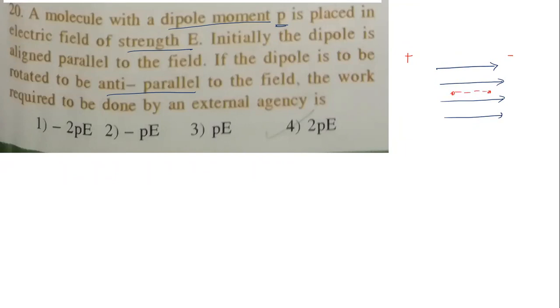The distance of the dipole is not shown to you, but it is 2a. Here is the minus q charge, and here is the plus q charge. It is aligned like this. Now I want to rotate it to make it anti-parallel. The dipole moment direction is P, and this is the electric field. The angle theta is 0 degrees. Now I need to make it anti-parallel, right?